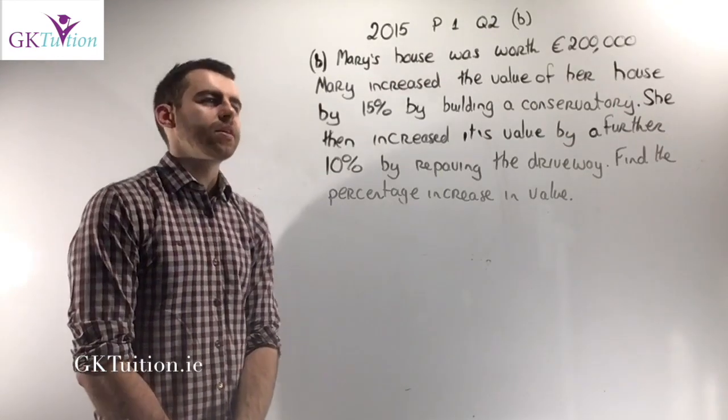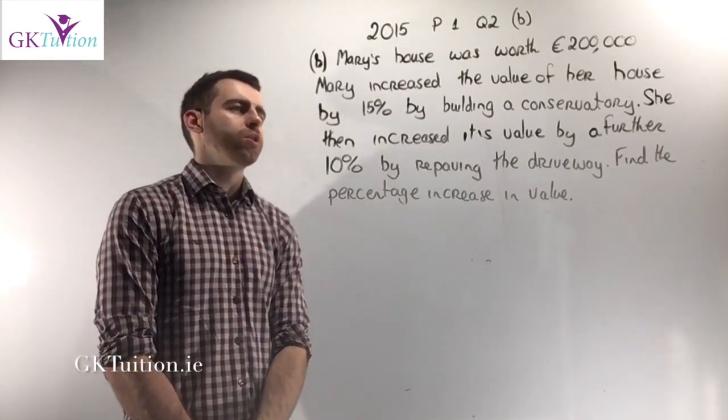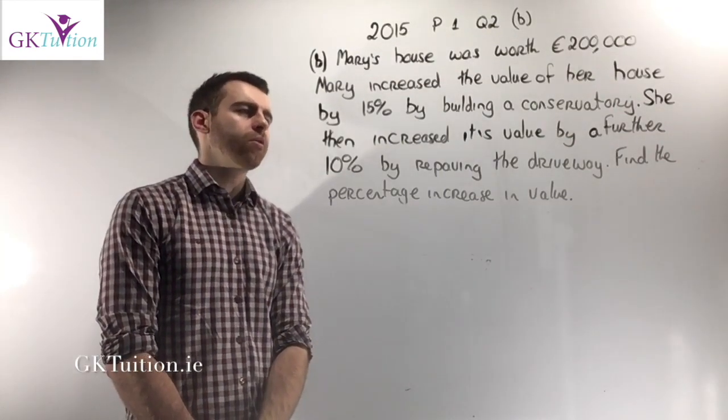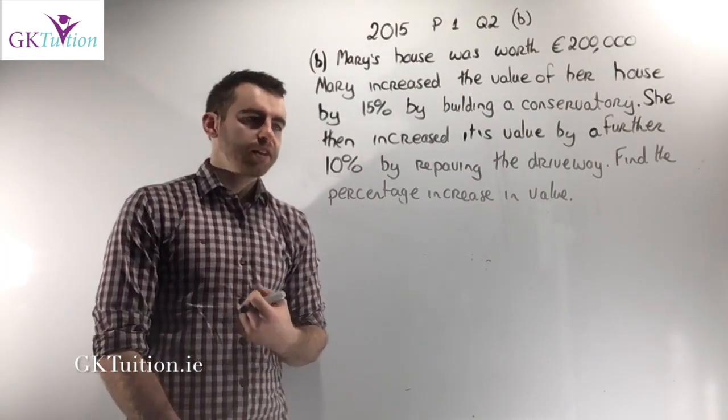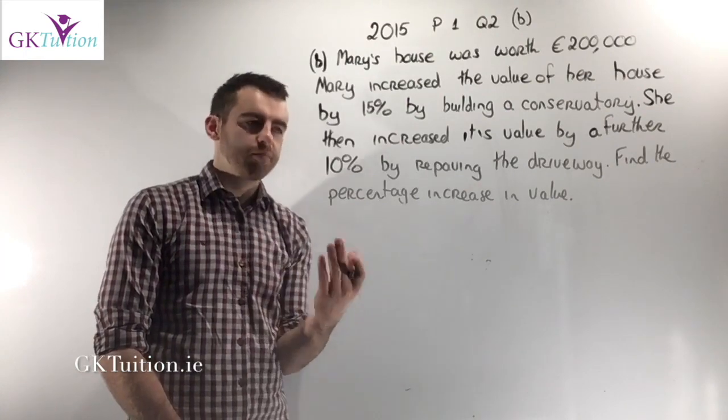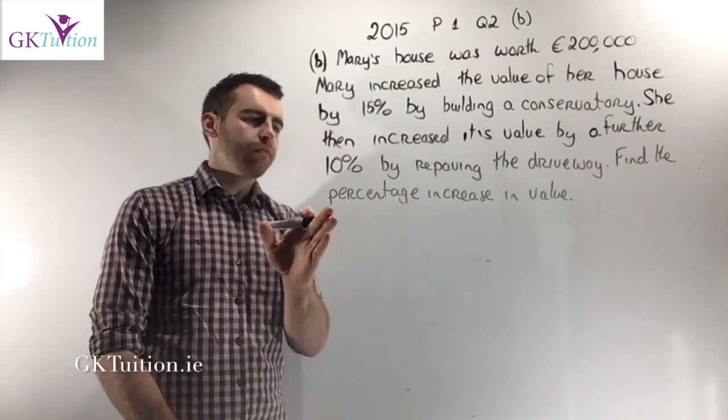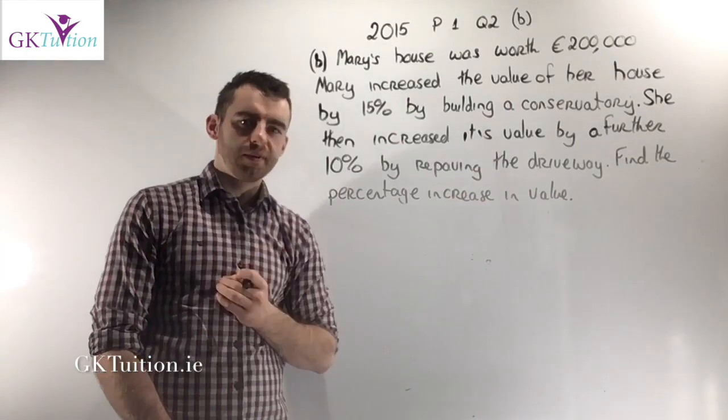Okay, in the second part of this question, we were told that Mary's house was worth €200,000. Mary increased the value of her house by 15% by building a conservatory. She then increased it by another 10% by repaving the driveway. We've been asked to find the percentage increase in value.